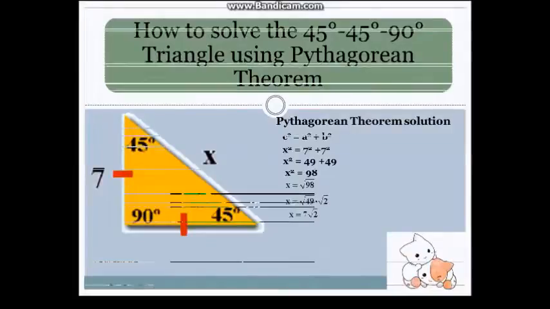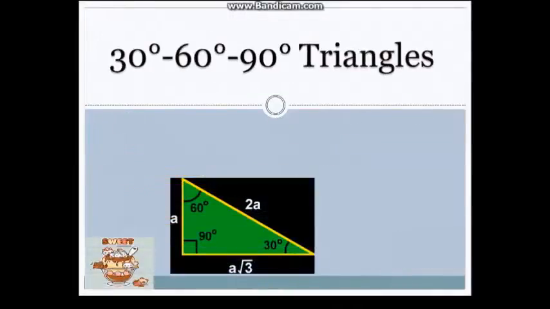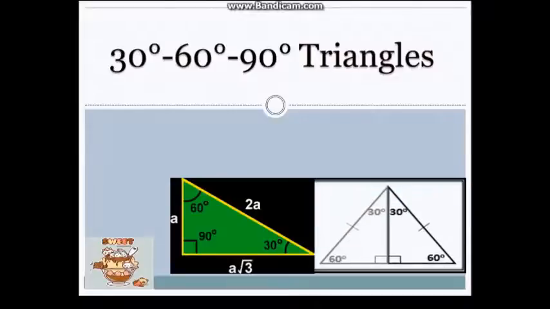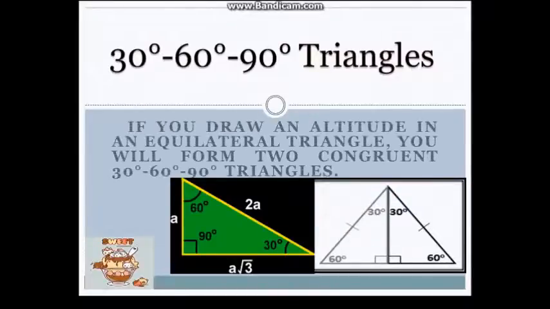Now, let's have the 30 degrees, 60 degrees, 90 degrees triangles. By definition, if you draw an altitude in an equilateral triangle, you will form two congruent 30 degrees, 60 degrees, 90 degrees triangles. You can refer to the picture on the right side for this.